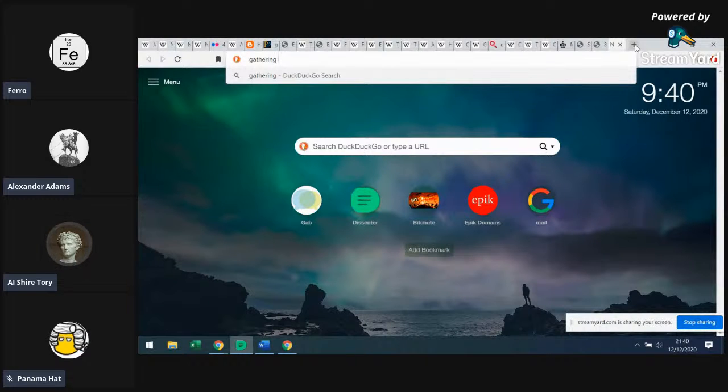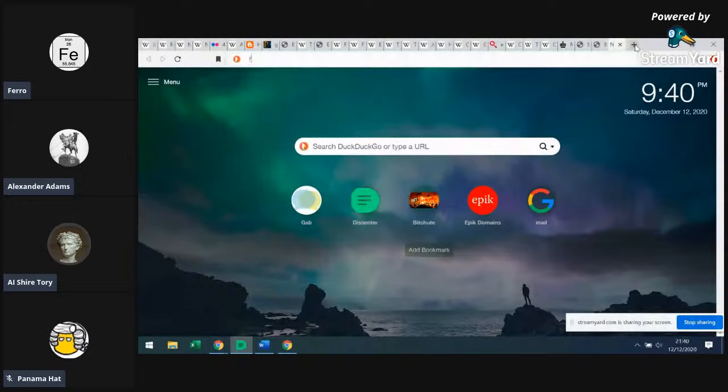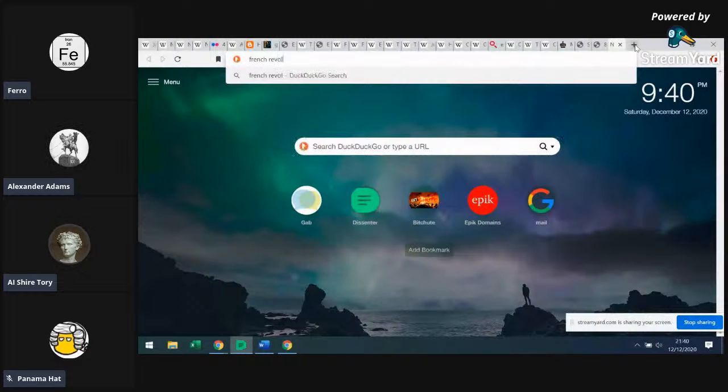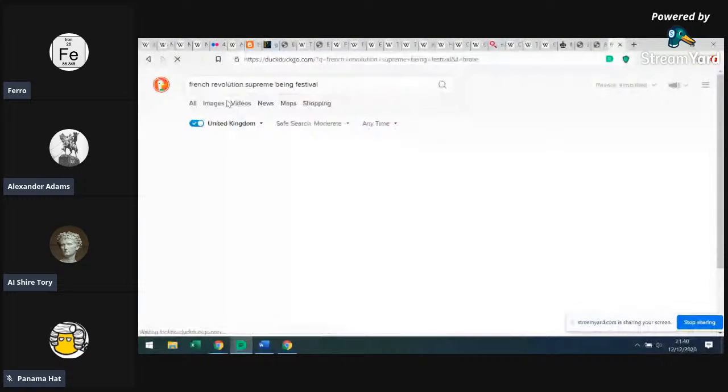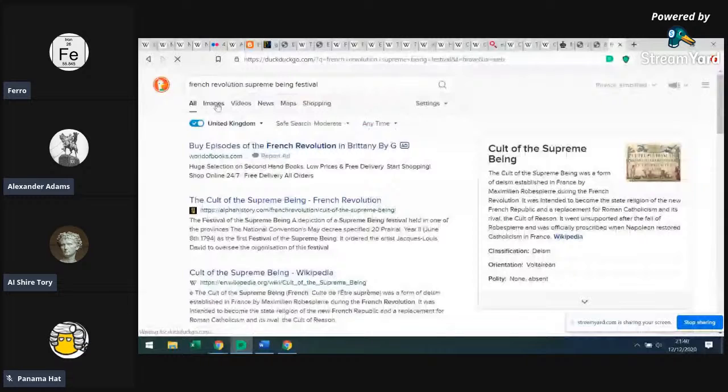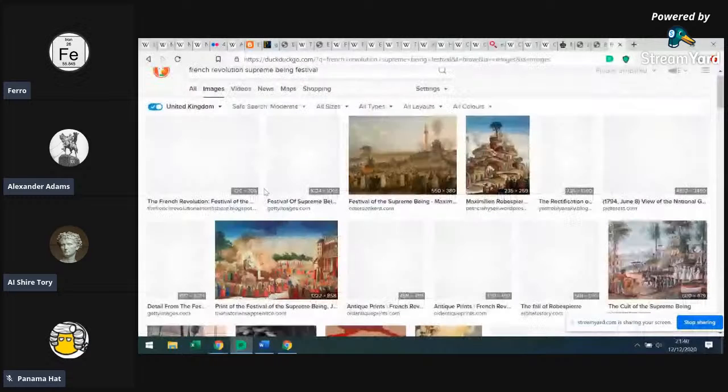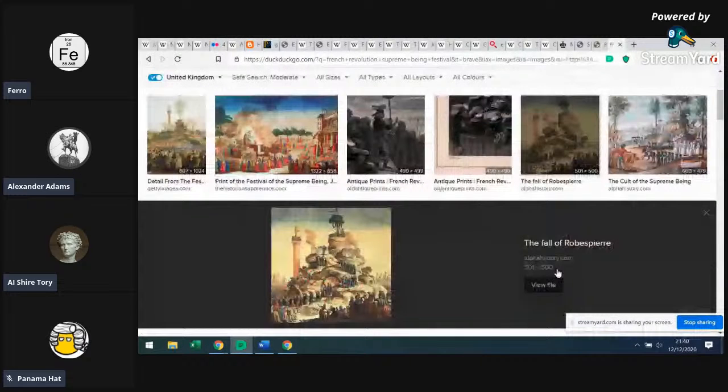If you look up French Revolution Supreme, it was the Supreme Being Festival or something like that. Yeah, I think, or the Festival of the Supreme Being. There you go. Look at this. Yes, that's right. They built a little miniature mountain that they would process up.